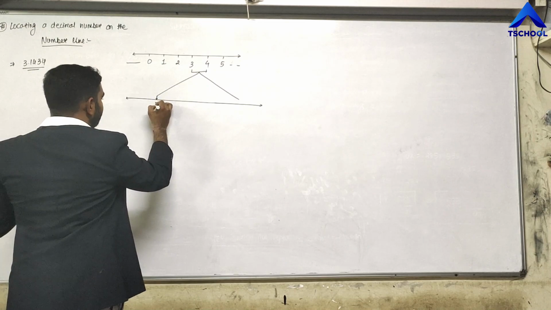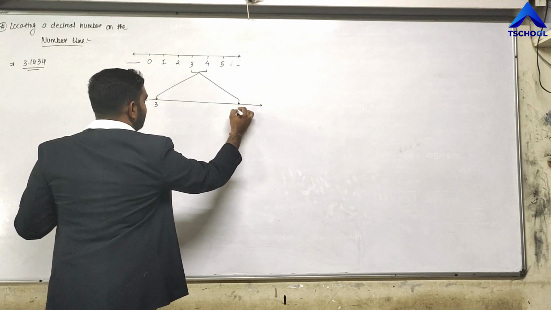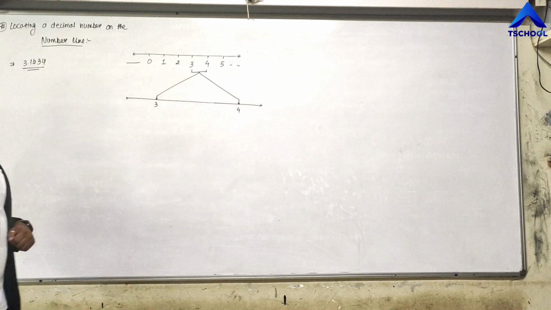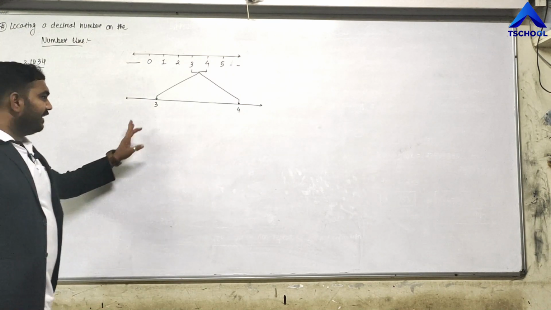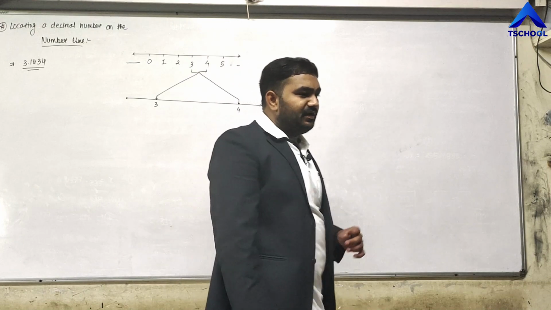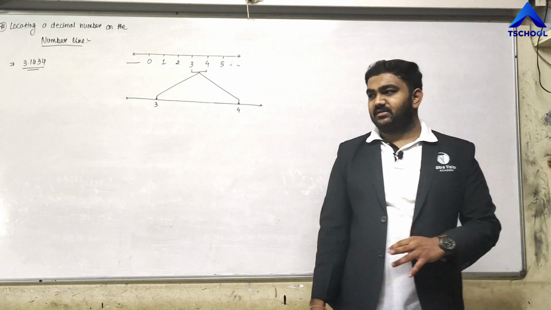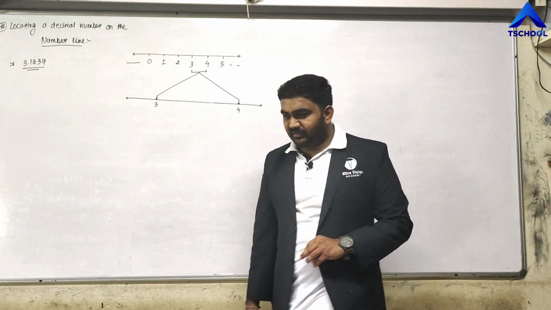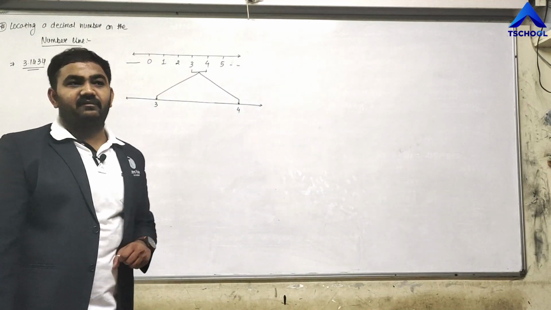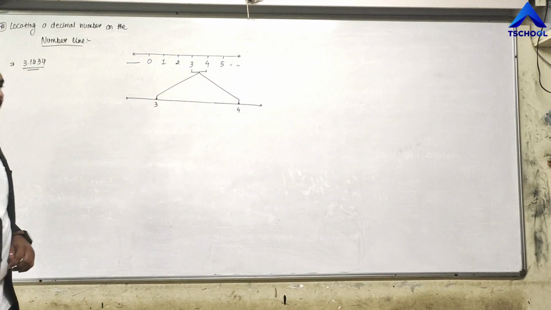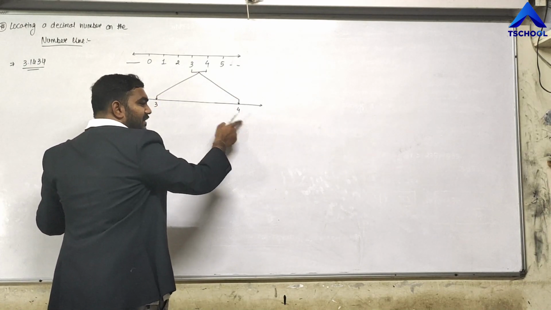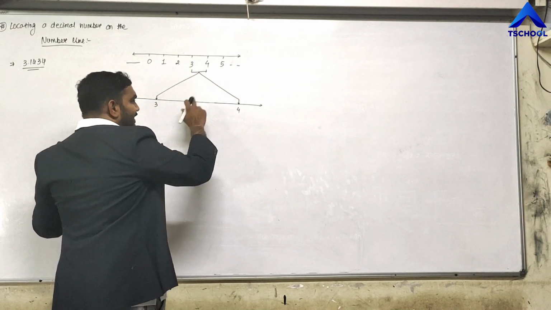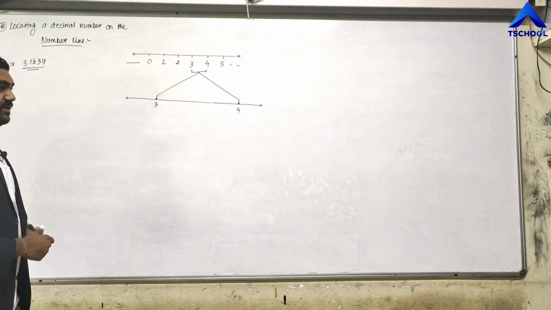Right, this is my 3 and this is my 4. Is it clear? Now what I am going to do here is divide this 3 and 4 into 10 equal parts. So it will be easier for you to understand: if you measure 10 centimeters on the scale here, each of 1 centimeter, and then you just note down the numbers, right?